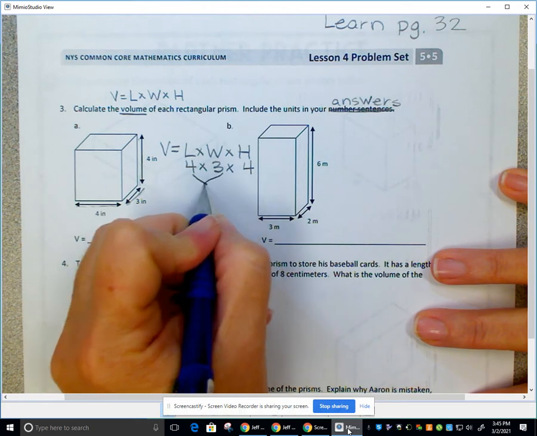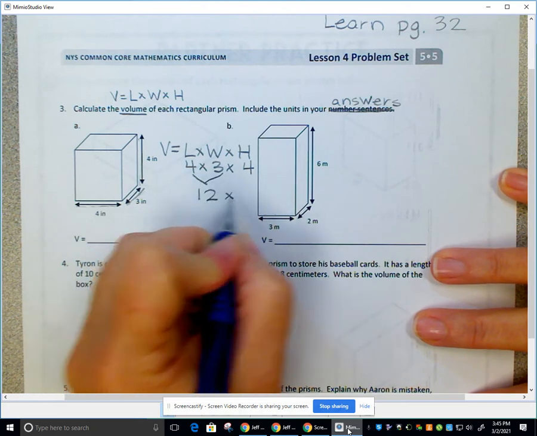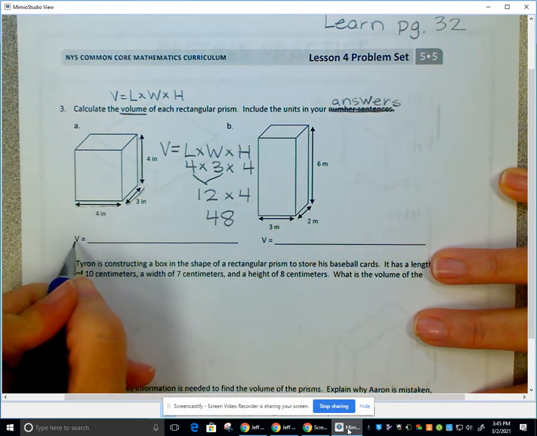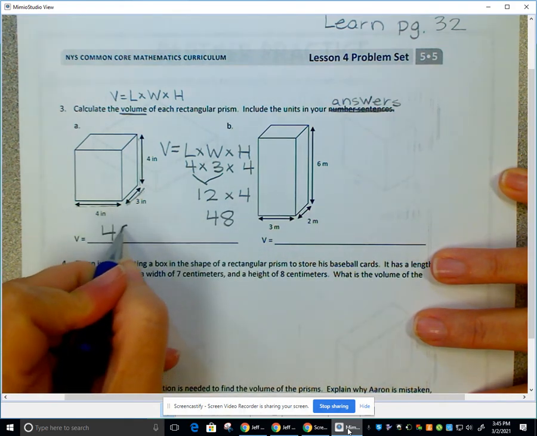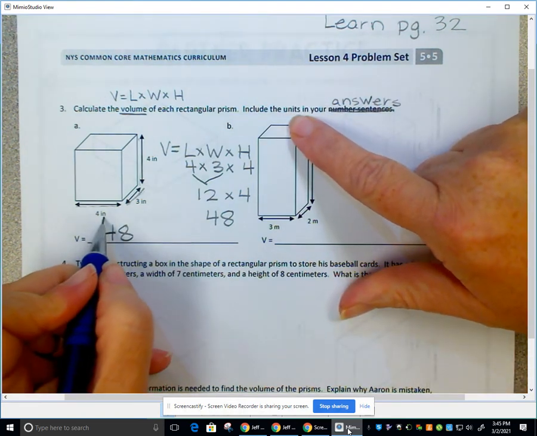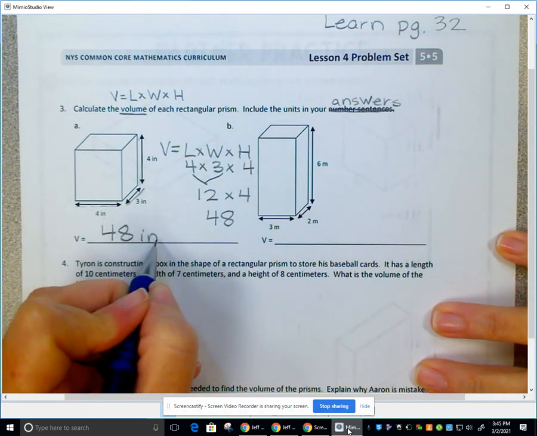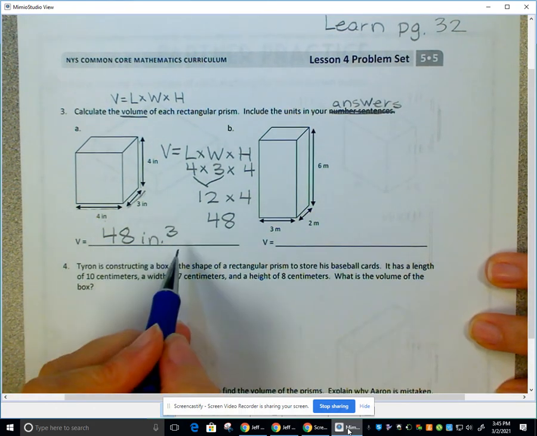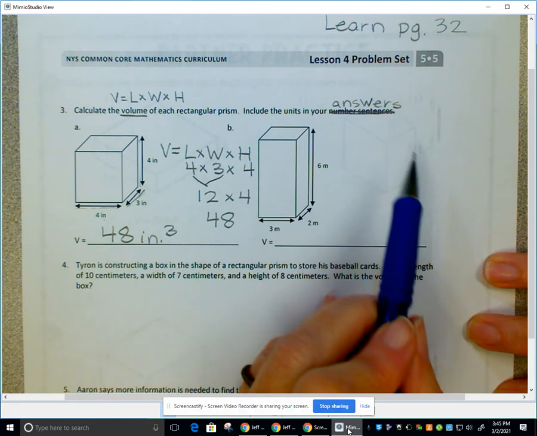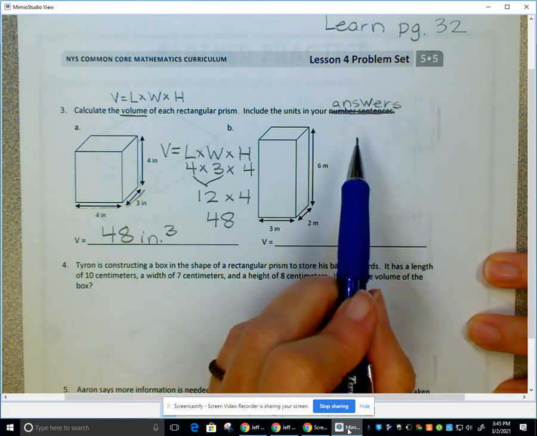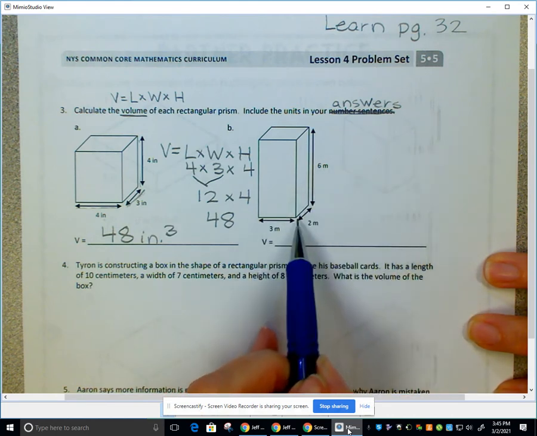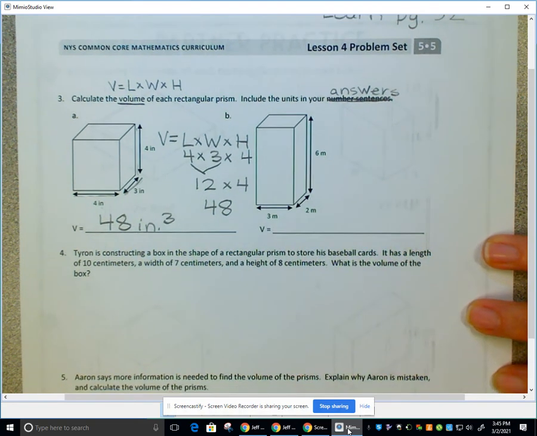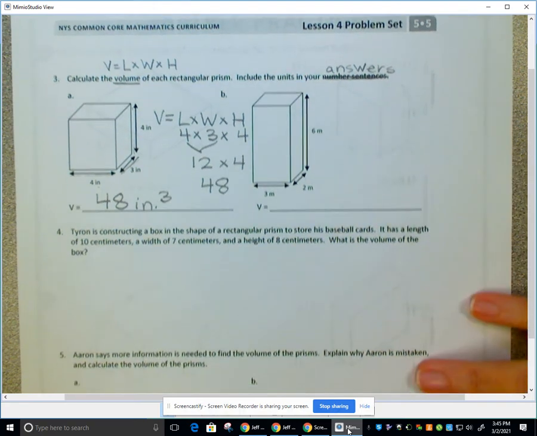So I'll grab 4 times 3, that's 12. And 12 times 4, that's 48. So volume equals 48, and let's include the units, that's inches. And we have to put the little cubic symbol on it, 48 cubic units. You would solve this one the exact same way. Write your formula, fill in your length, your width, and your height, and solve it. Okay? You can come back and do B on your own.